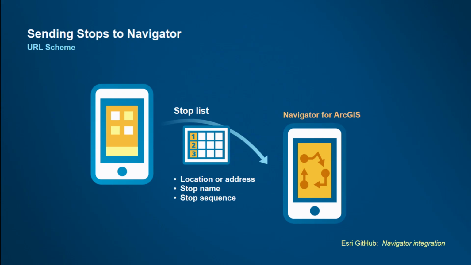So, I showed an example of sending different stops to Navigator, and you saw sending maybe 5 or 10 stops to Navigator, and it will sequence those stops, and you can actually even add a stop name, so you can kind of customize the user experience when the actual stop comes up.